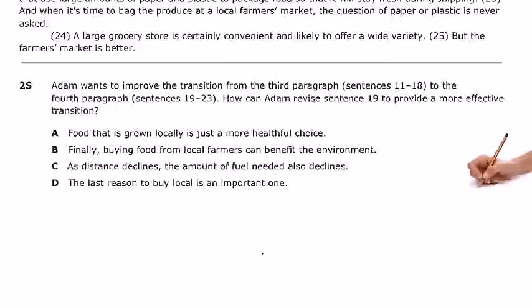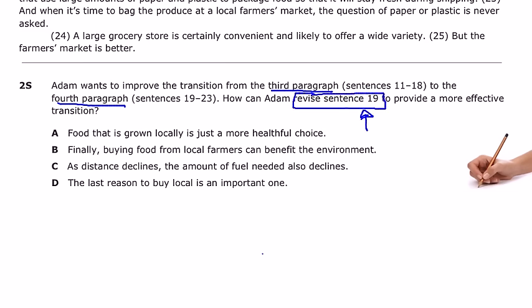Here's question 2S, a transitioning revision question. Hopefully you've already worked through it. I'm going to show you how I think through it, and at the end I bet our answers are going to match. Adam wants to improve the transition from the third paragraph to the fourth paragraph. How can Adam revise sentence 19 to provide a more effective transition?